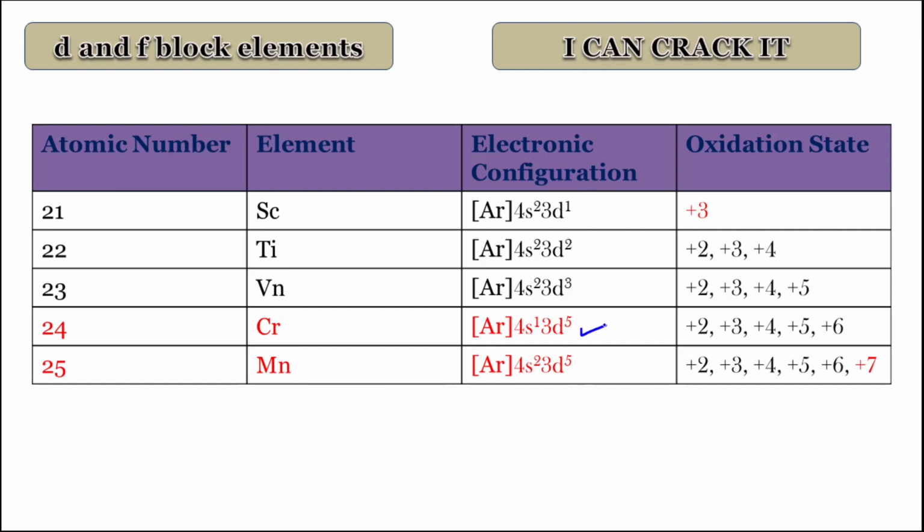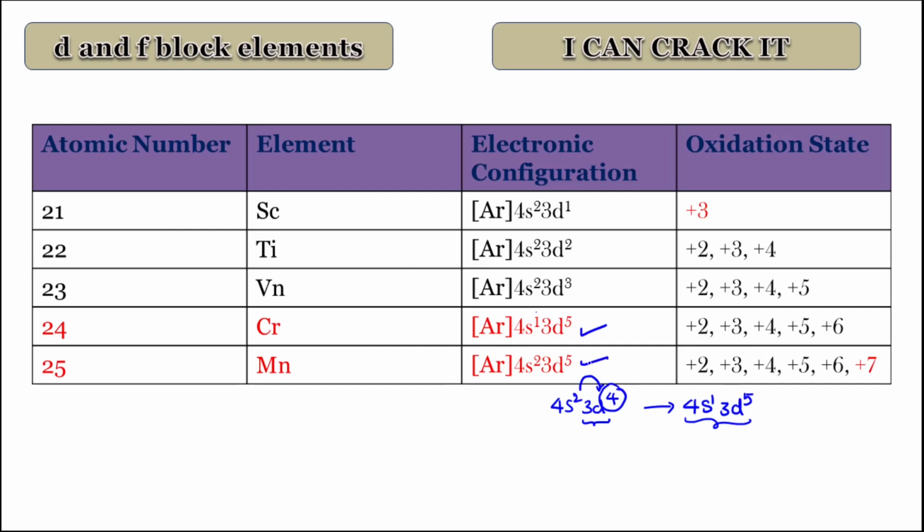You can see chromium has an exceptional electronic configuration of 4s1 3d5 instead of 4s2 3d4. Why? Because half-filled electronic configurations are stable. The d subshell has a capacity of 10, but here it has 4. If it gets one more, it becomes 5. So capacity is 10, and exactly half of it is 5. If it is half filled, it becomes very stable. That is why s loses one electron and you get 4s1, d gains it and becomes 3d5. Now this is the stable electronic configuration.